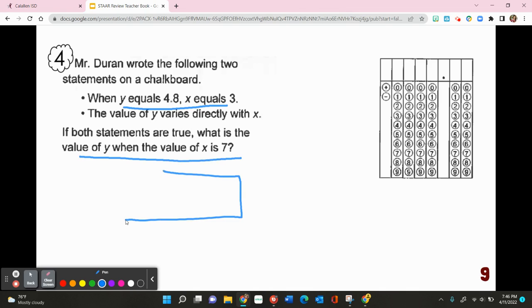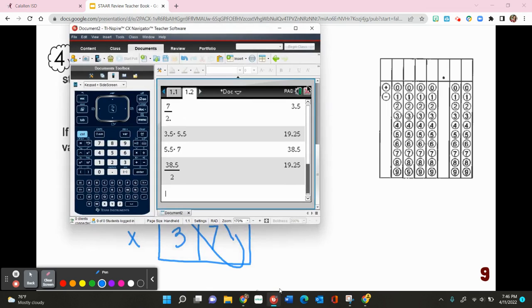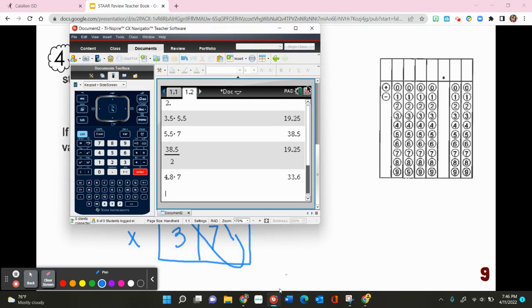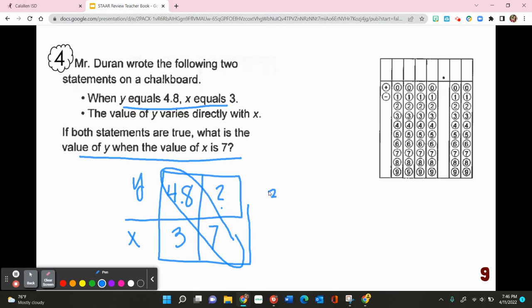So I'm going to go ahead and set up my box and tail. I have y's on top, x's on the bottom. So my first statement says when y is 4.8, x equals 3. I want to know what is the value of y when x is 7. So here I'm going to cross multiply 4.8 times 7 and then divide by 3. So I get 33.6 divided by 3, and this equals 11.2. So that completes direct variation.